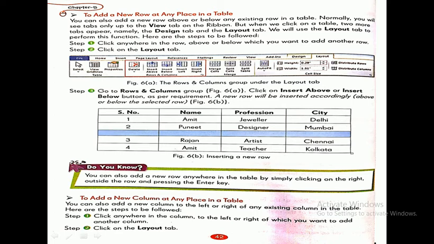Now click on the Layout tab. And after that go to the Rows and Columns group.